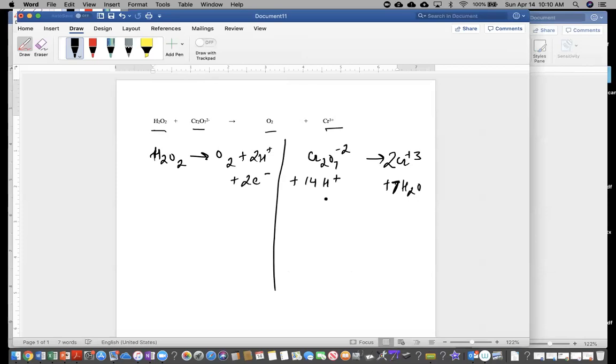Okay. So now we're going to balance the charge. First you balance the non-oxygen, non-hydrogen atom. Then you balance oxygen by adding water. Then you balance hydrogen by adding protons. And then you balance the charge by adding electrons. So you've got to remember these 4 steps.